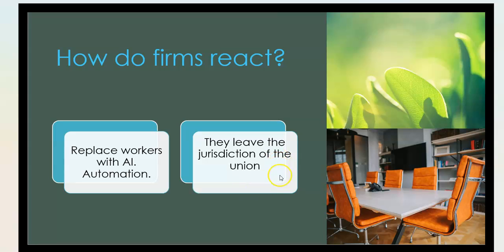Meaning if this is a Northeast union, the company can move out of the Northeast. If this is a US union, the company can go maybe to Mexico, which is why they've done it. So they leave the jurisdiction or they automate, they replace labor with capital. That's the other way that they actually do it. This is pretty much what there is to know about this chapter.